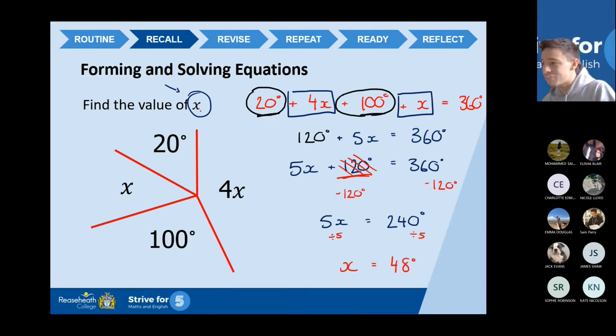Now, it says here, find the value of x. Look at the very bottom. Look what we've just done. We have said that x equals 48. We have found the value, and we've got it absolutely spot on.